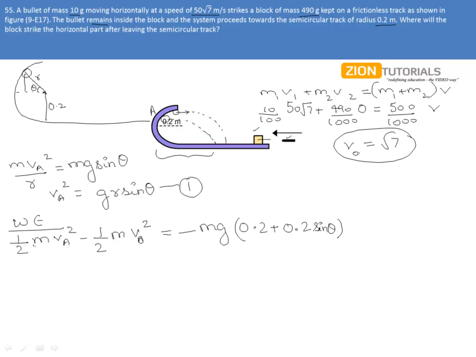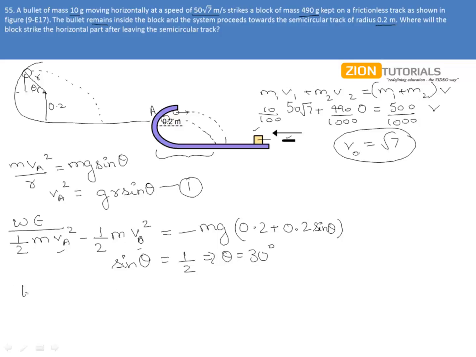Now we have the values of the masses, Va, v naught as well as g. Only sine theta is unknown over here. This gives us the value of sine theta to be half, which implies that theta is 30 degrees. So at 30 degrees, this will leave contact with the semicircular part. After that, this will definitely be projectile motion. Now let me first find out the time of this fall, that is, the time it takes to come to the ground level.